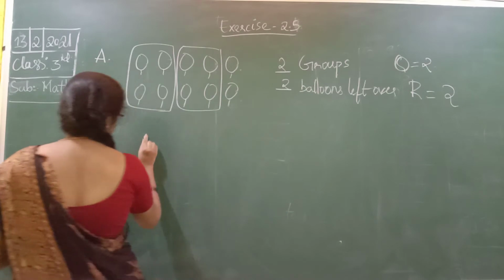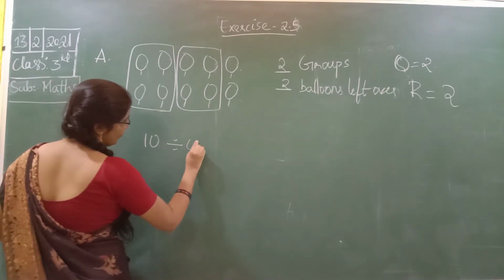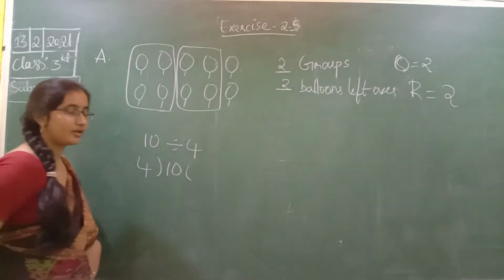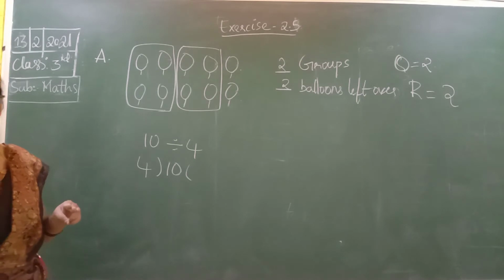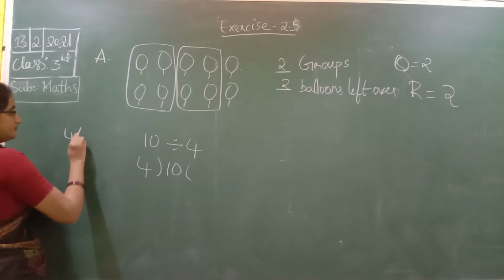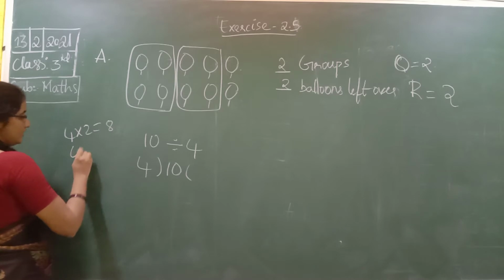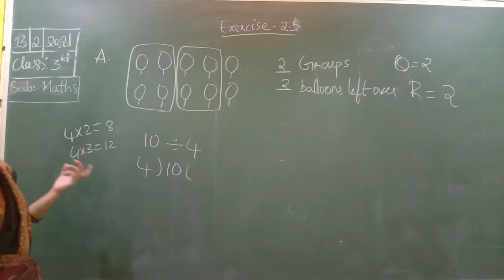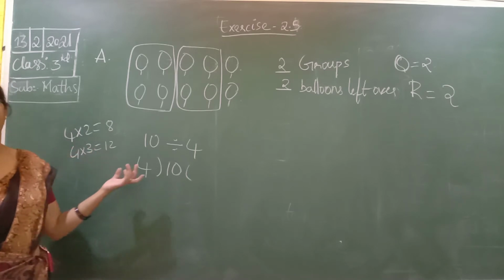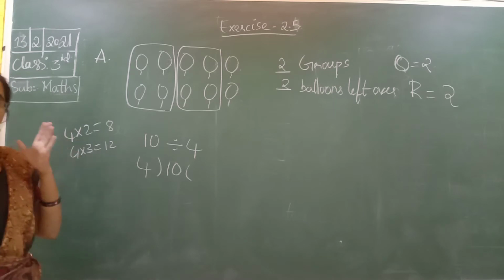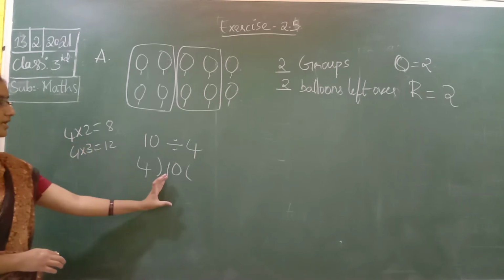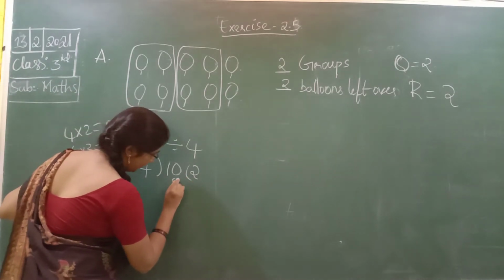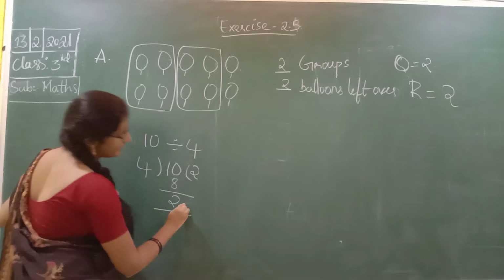See here, 10 divided by 4. 4 twos are 8. 4 threes are 12. There is no number 10. 4 fours will be 16 again, so there is no number as 10 only. Then what do we have to write? A lesser number than 10. 8 is the lesser number. So write 4 twos are 8. The 2 is the remainder.